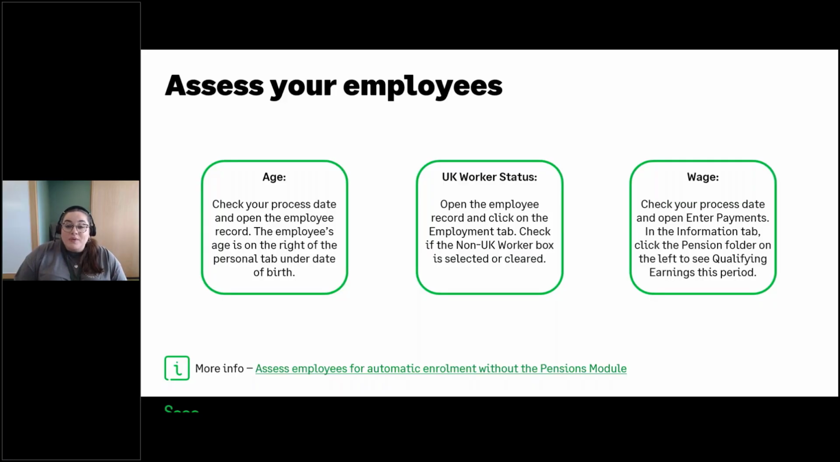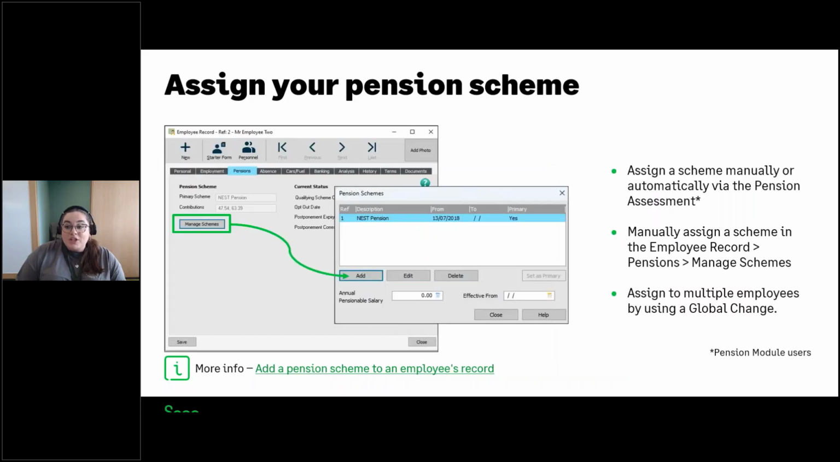But once you know who is eligible and needs to be automatically enrolled, it would then just be a case of assigning the scheme to the employee. So the pension scheme can be assigned manually in the employee's record or automatically via the pension assessment.